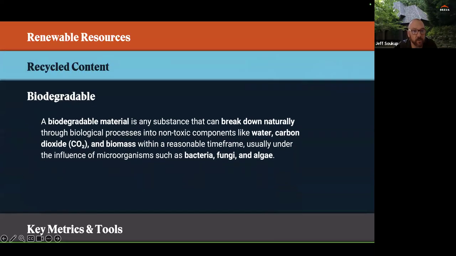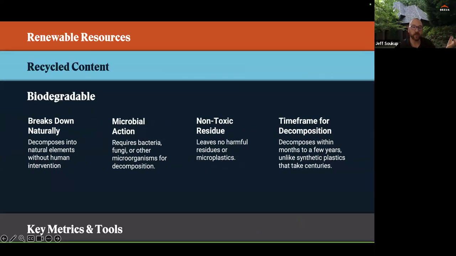We hear about biodegradable frequently. So biodegradable is essentially just any substance that can break down naturally. So we're going to look at anything that'll break down into non-toxic components, water, carbon dioxide, within a reasonable time frame. So there are four real characteristics of biodegradable materials.